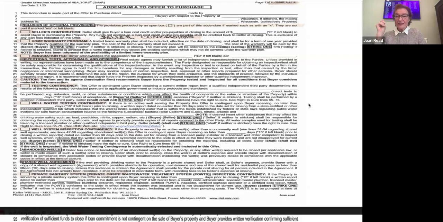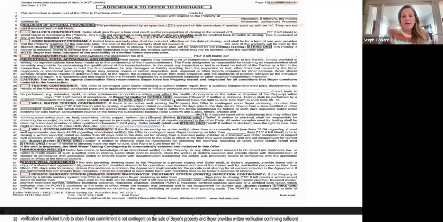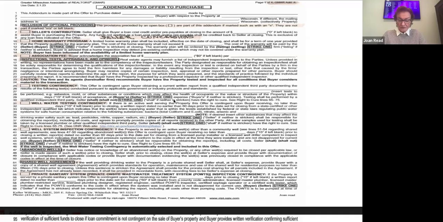Is that right, Steph, that that's the best place to put concessions? On the addendum A, yes. But in the MLS, what Joan was just saying in terms of not identifying what the concessions are, that's from the MLS's perspective. But when it comes to writing the offer, we will need to identify what they are, yes. Right. And how much they're gonna ask for.